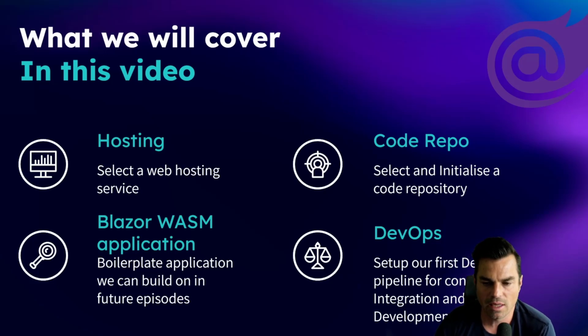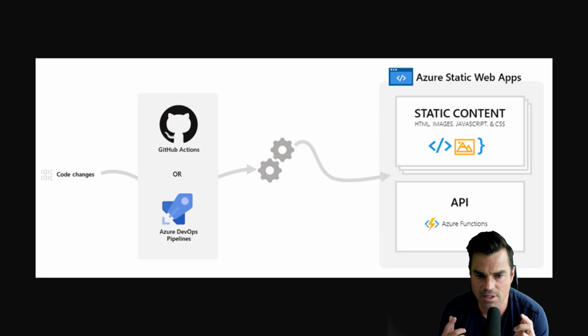And we'll bolt onto that a DevOps pipeline for continuous integration and continuous delivery, continuous deployment. And what this is going to enable us to do, both in this episode and in future episodes, is to build incremental code changes that are made frequently and reliably that push those changes to our web hosting service. So we've got a lot to get through in this episode. Let's get to it. So we have elected for Azure Static Web Apps as the hosting service.